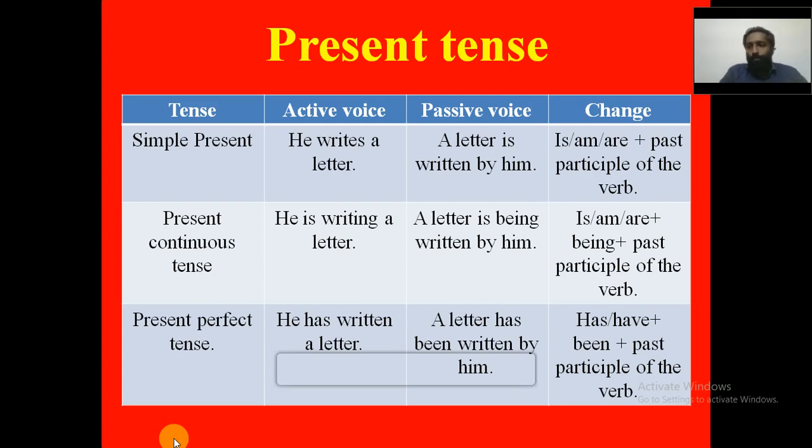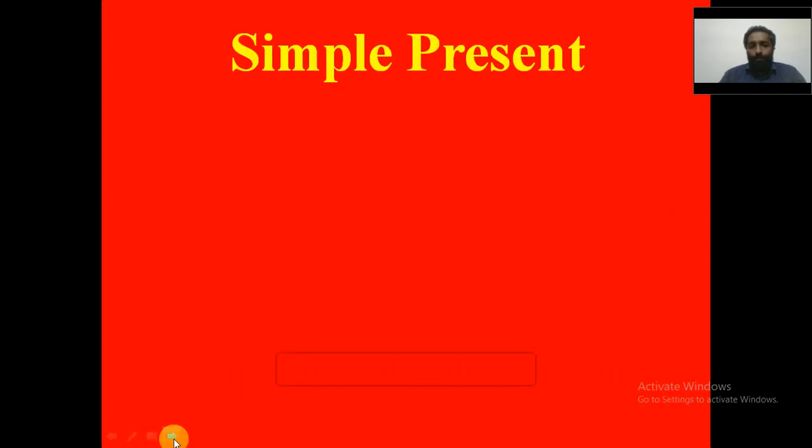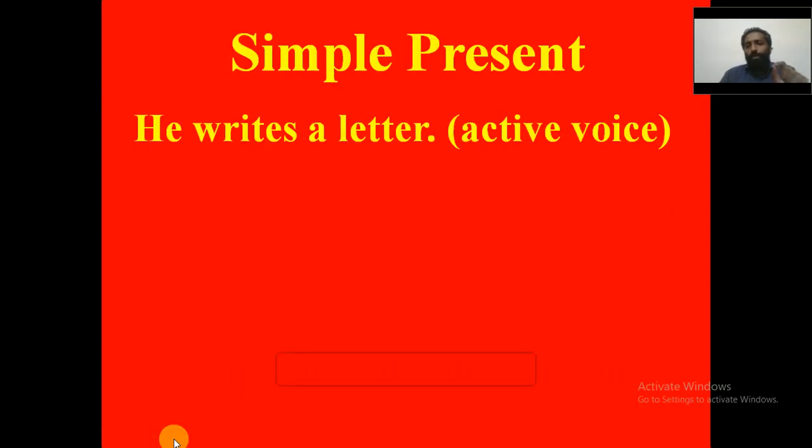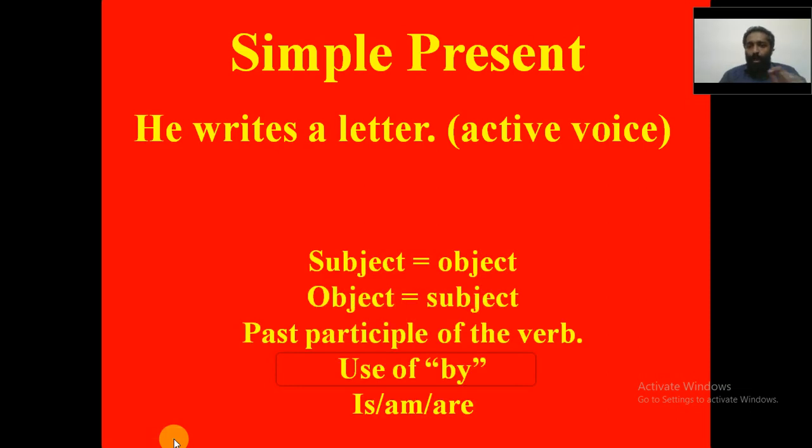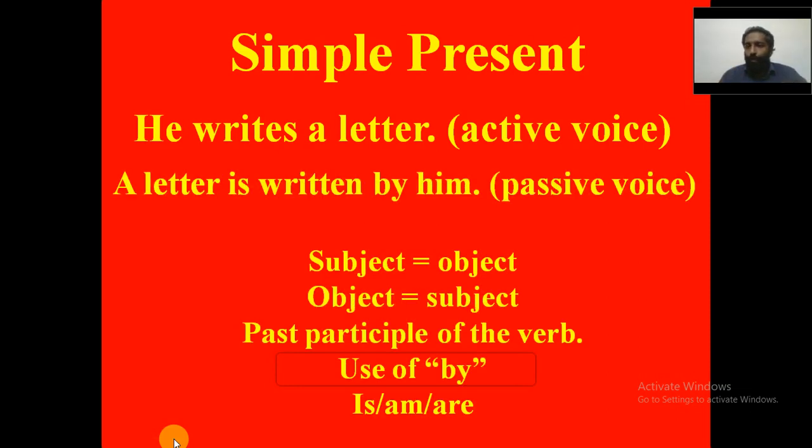Now we'll go to the simple present. He writes a letter, that is in active voice. Now how do we convert this active voice into passive voice? A letter is written by him. So what are the changes? Subject becomes the object. Object becomes the subject. Subject is he in active voice, that becomes the object him. A letter is the object in active voice, and that becomes the subject in passive voice. A letter. Past participle of the verb. Write is the first form. Written is the past participle of the verb.